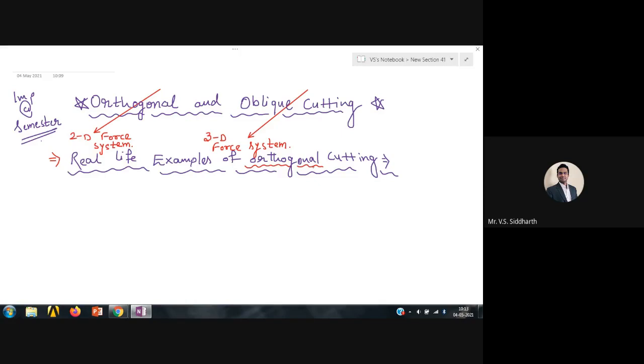No, not turning, Ganapati. Turning is an example of oblique cutting. We convert that oblique cutting into orthogonal cutting. Okay, we convert it. But generally, if you want to see any machining operation or cutting operation which is purely orthogonal cutting, I will give you one example.